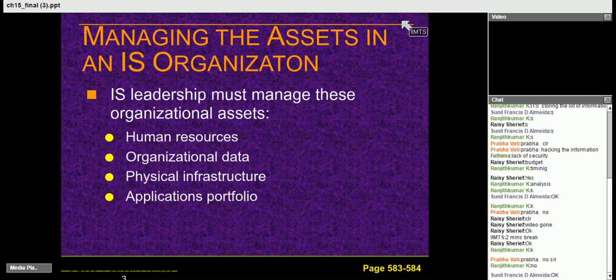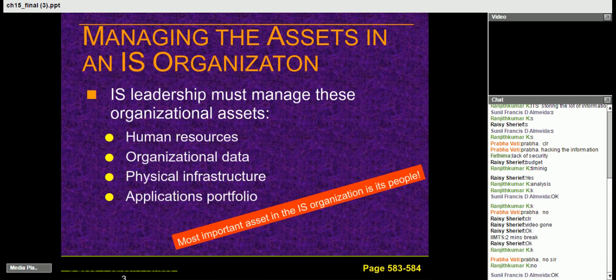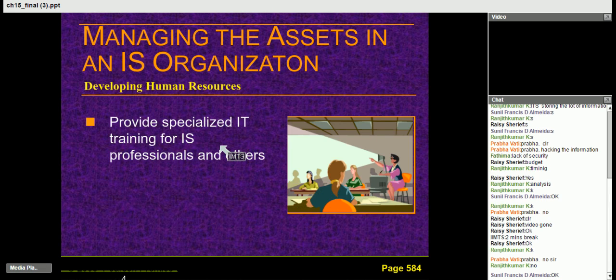Then managing the assets in an organization. Leadership must manage these organizational assets: first human resources, second organizational data, third physical infrastructure, and fourth application portfolio. The most important asset in the IS organization is its people.